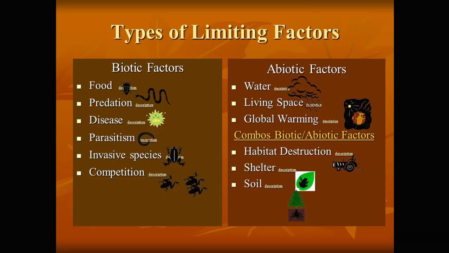So there are some limiting factors which we could see, like biotic factors and abiotic factors. First, we'll talk about the biotic factors. Biotic factors are like food, predation, some diseases, parasitism, invasive species, or competition. And abiotic factors include water, living space, global warming, some habitat destruction, shelter, or soil. So, on the basis of these, you can write the limiting factors of your studies.